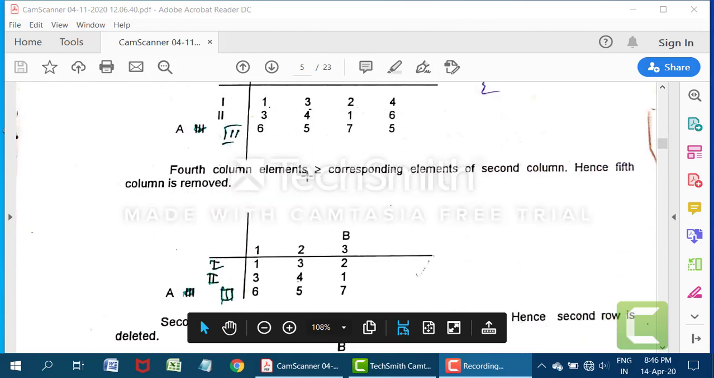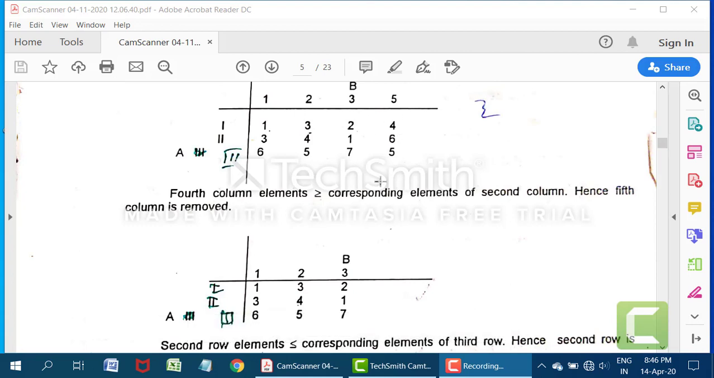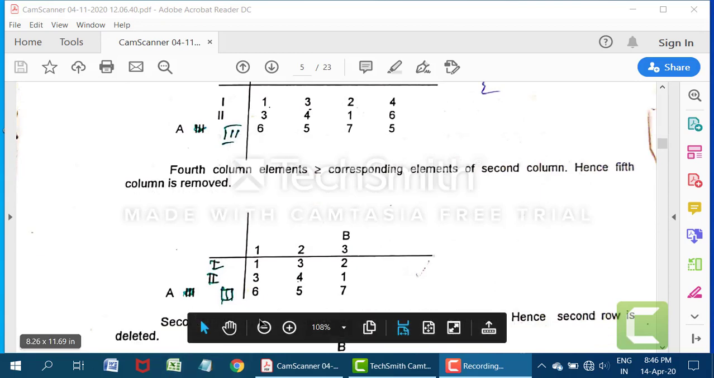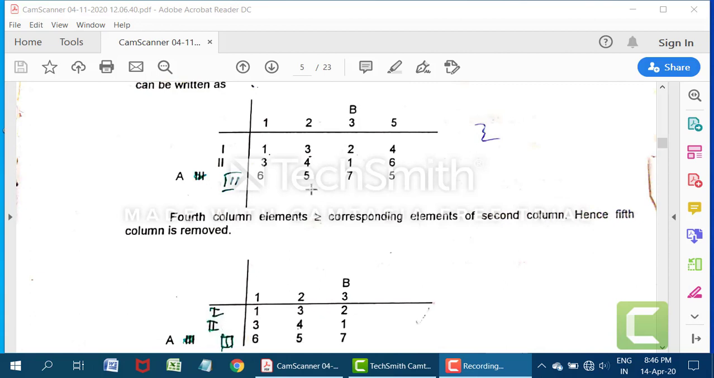Then once again 1, 2, 3, 4. Then we compare. Fourth column elements are done. Second row elements, the row has come again. One more has to be deleted. 3, 4. Fourth is deleted. Fifth one can also be deleted.